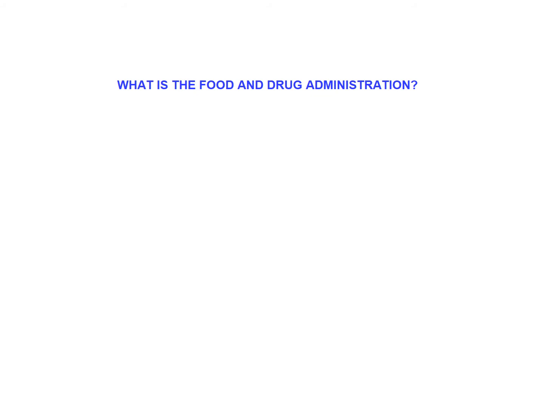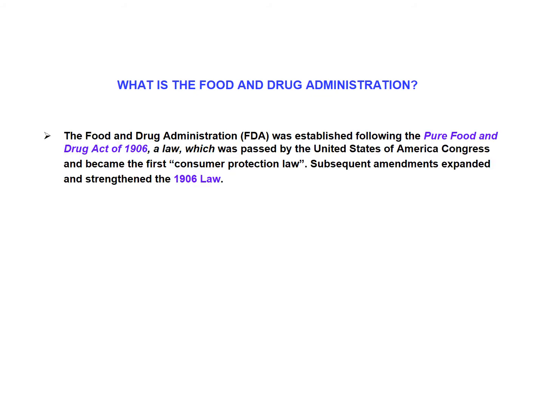What is the Food and Drug Administration? It is a regulatory agency which was established following the so-called Pure Food and Drug Act of 1906. This is a law which was passed by the United States of America Congress and became the first consumer protection law in this country. Subsequent amendments expanded and strengthened the 1906 law.